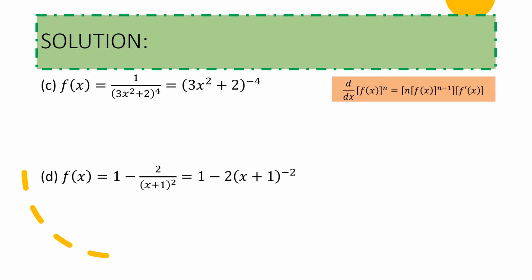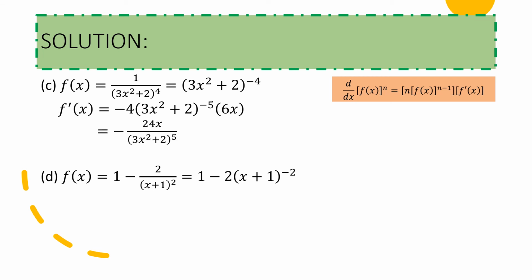C. f(x) equals 1 over (3x squared plus 2) power of 4. So we need to change its form, becomes (3x squared plus 2) power of negative 4. Then we use the power rule to find f prime x. f prime x equals negative 4 times (3x squared plus 2) power of negative 5 times 6x. And then we modify its form, so the answer becomes negative 24x over (3x squared plus 2) power of 5.